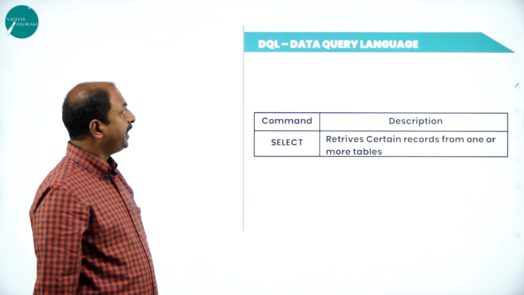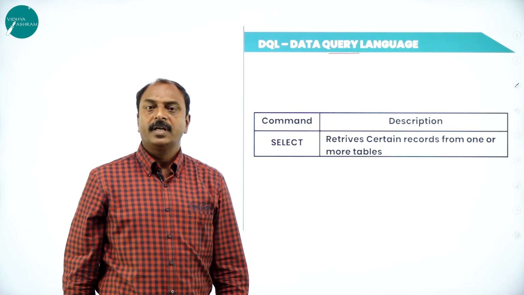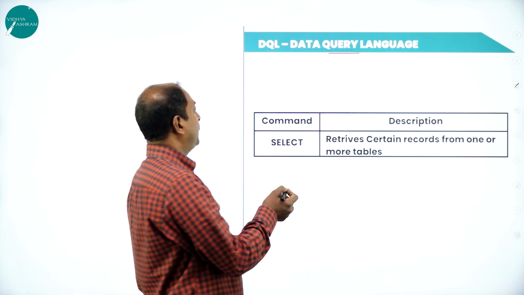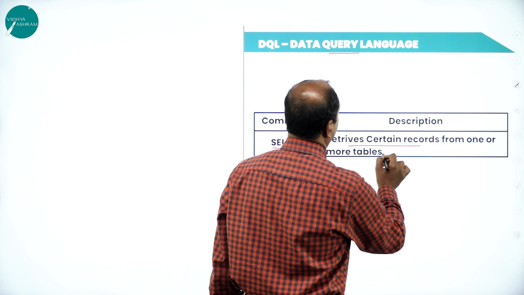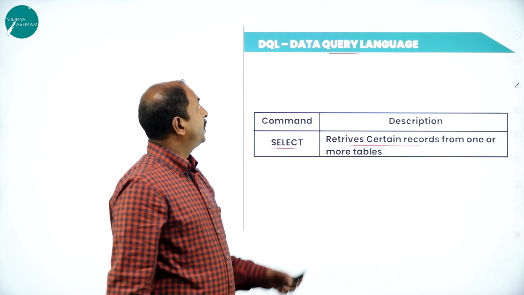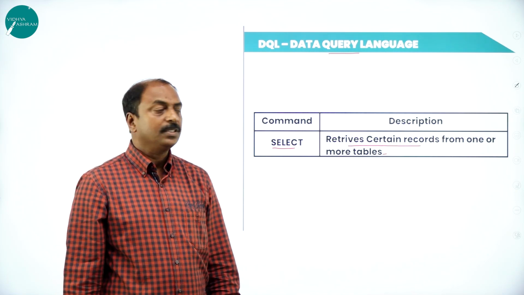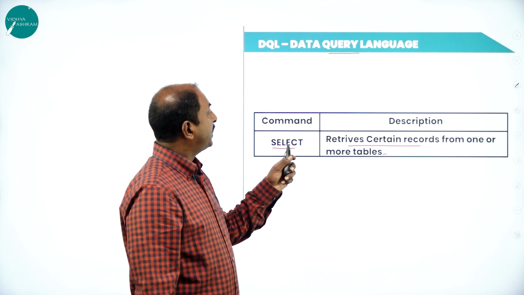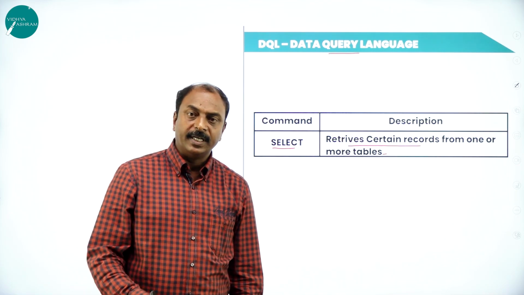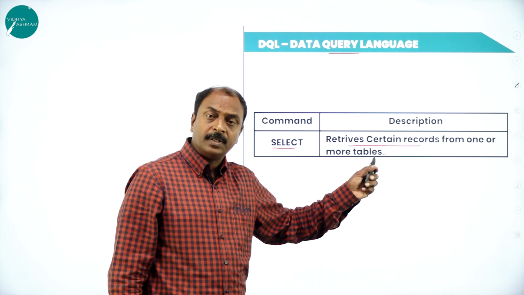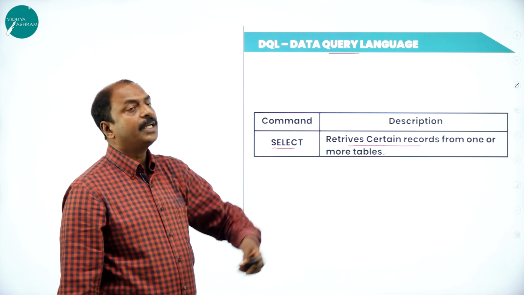Now let us move on to the next slide. Next one is data query language, DQL. Here we have only the select command. It retrieves certain records from one or more tables. What is the meaning of retrieving records? We can have different records displayed, or a view of different records, based on the select command. Select is a data query language command that retrieves certain records or a group of records based on certain conditions from one table or more than one table.